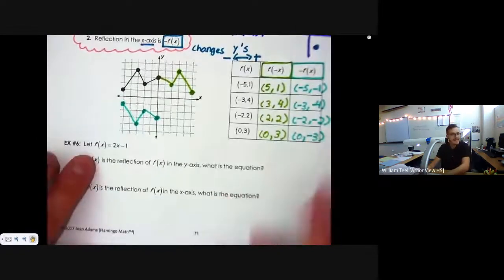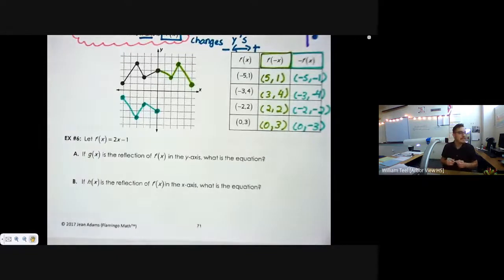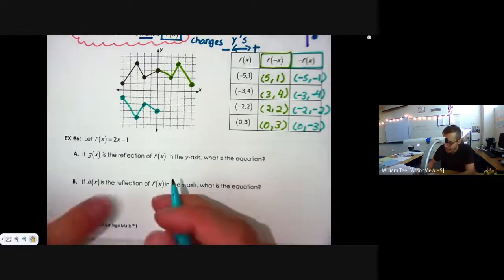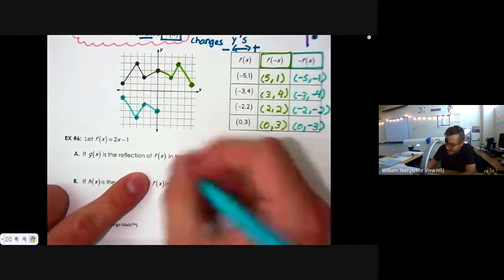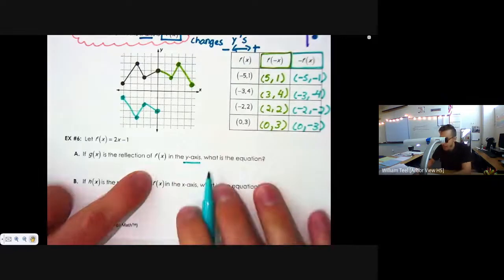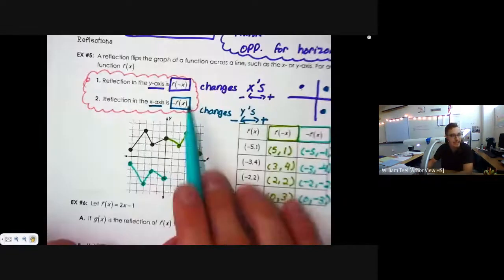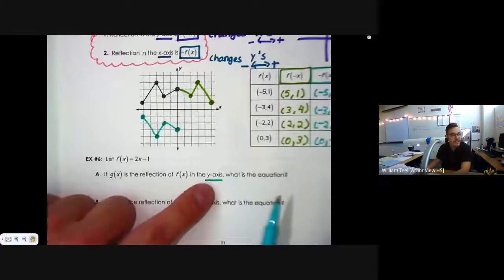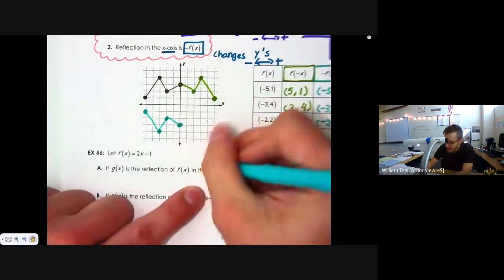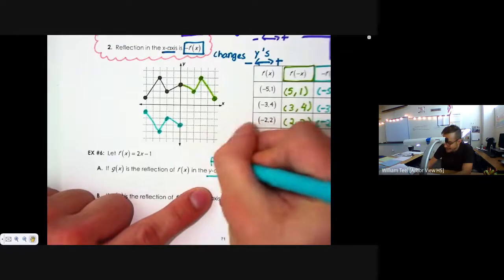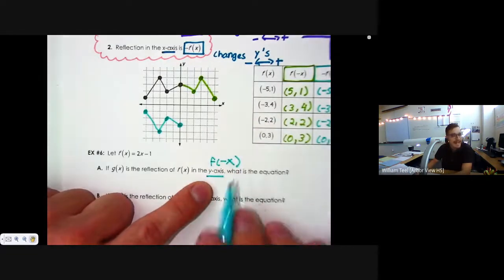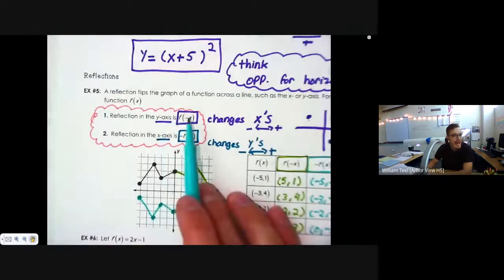So I have f of x is equal to 2x minus 1. If g of x is a reflection of the f of x in the y-axis, what is the equation? So again, if we are reflecting f of x in the y-axis, okay, y-axis reflections mean we are changing x's, or we are saying f of negative x. So what I'm going to do is I'm going to plug in negative x wherever I see an x, because again, we're reflecting the y-axis, which means we are plugging in f of negative x.